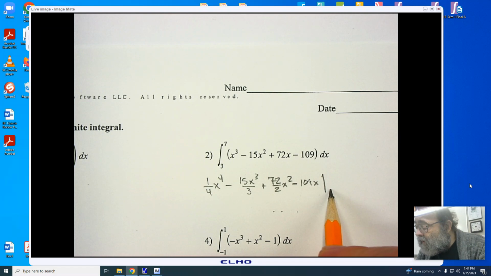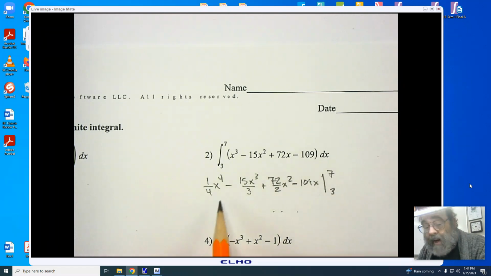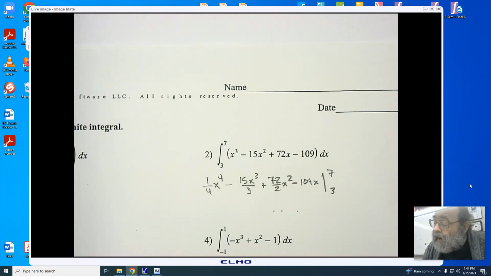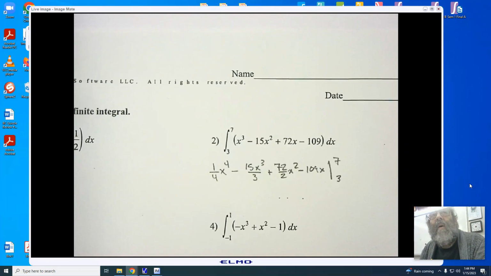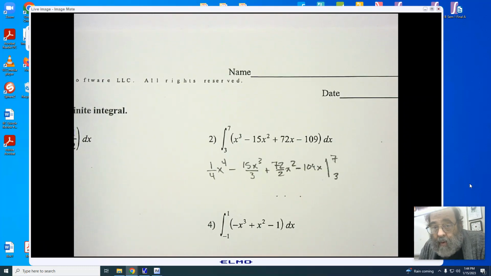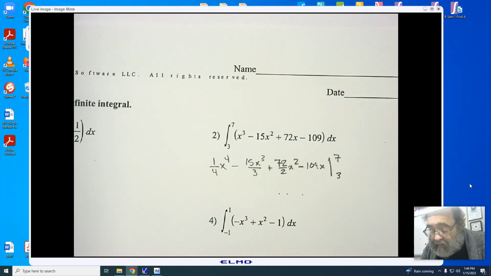And we have from 3 to 7. So we're now going to plug in 7 into this. Now I'm going to use my calculator, because I have higher powers. If I wanted to give you a quizzle or something that required you to use no calculator, we'd be doing things that were a lot simpler. Okay? So we're looking at 1 divided by 4 times 7 to the power of 4, excuse me.